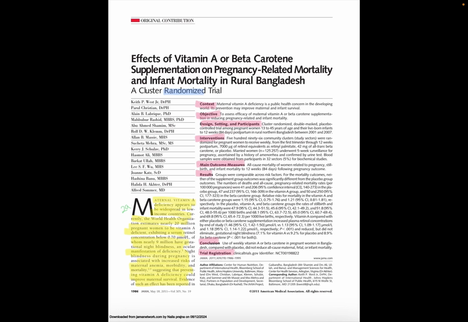As we may know, randomized controlled trials or RCTs are the gold standard study design used to evaluate the safety and effectiveness of healthcare intervention. Today, I'm going to read the RCT article entitled Effect of Vitamin A or Beta-Carotene Supplementation on Pregnancy-Related Mortality and Infant Mortality in Rural Bangladesh, a cluster randomized trial.